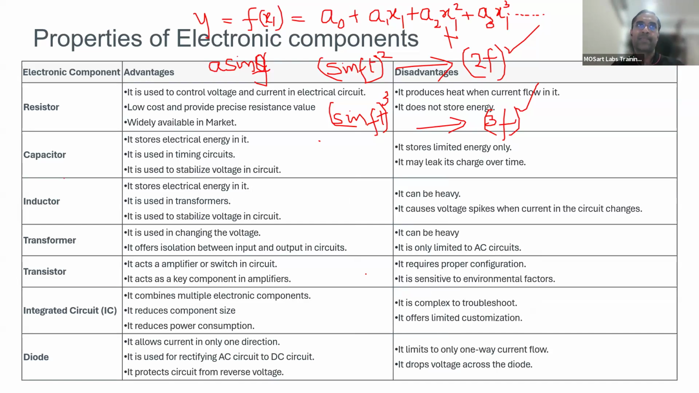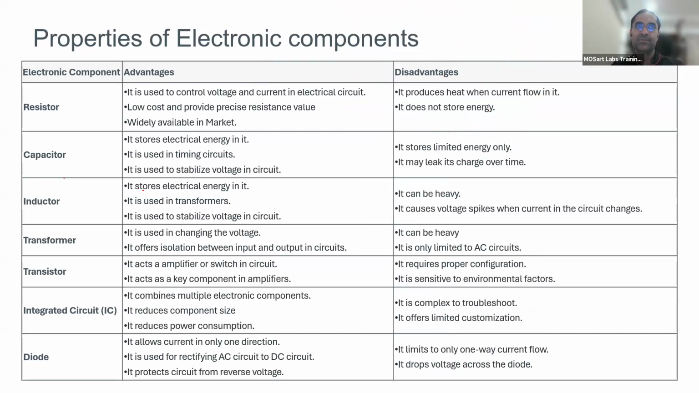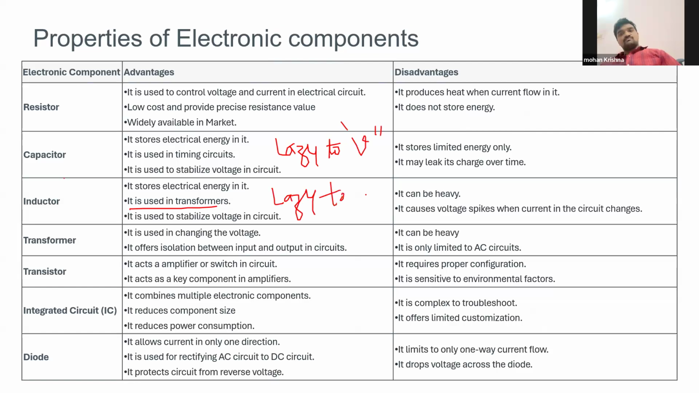Okay. So next, inductor, same thing. It stores electrical energy. All your transformers, stabilizing voltage. The voltage is very important because inductor does not allow the current to change instantaneously. Capacitor does not allow voltage to change instantaneously. We learned about it. Capacitor is lazy to change its voltage. Okay. Inductor is lazy to current change. And we will talk about it in detail in the third class.